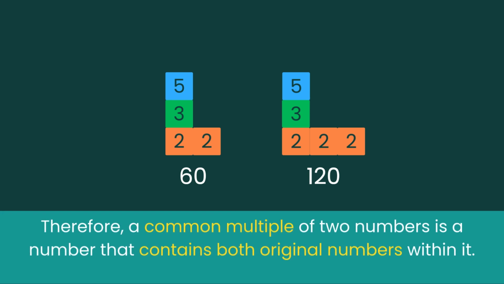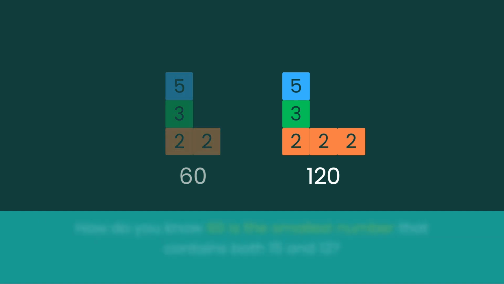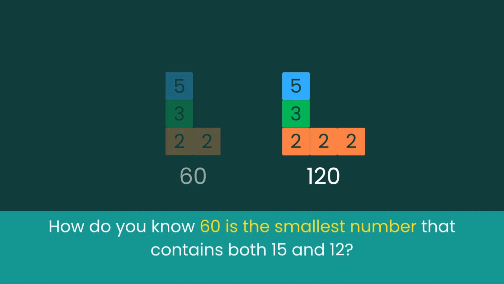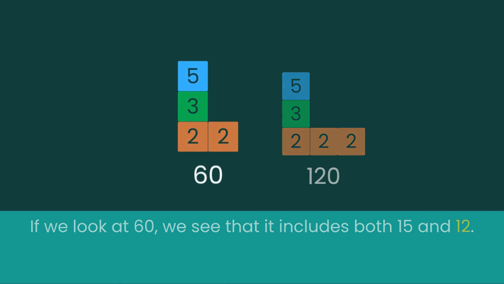Therefore, a common multiple of 2 numbers is a number that contains both original numbers within it. Now, let's explore further. Which is the smallest number that contains both 15 and 12? Think about it. Excellent! But how do you know 60 is the smallest number that contains both 15 and 12? Exactly! If we look at 60, we see that it includes both 15 and 12.